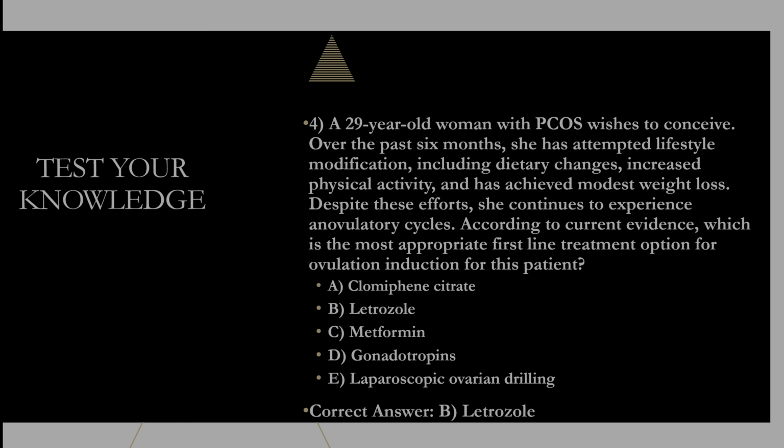So the correct answer is going to be B, letrozole. So remember, letrozole, your lettuce ball in Santa's right hand, is the first-line ovulation induction agent over clomiphene citrate, answer A, and metformin, answer C, which are both less effective for live birth rates than letrozole. And the other two options, gonadotropins, exogenous gonadotropin regimens, are complex and expensive and considered second line.